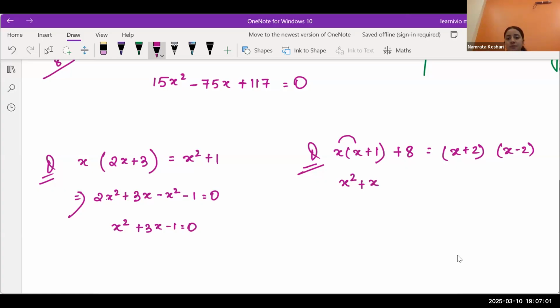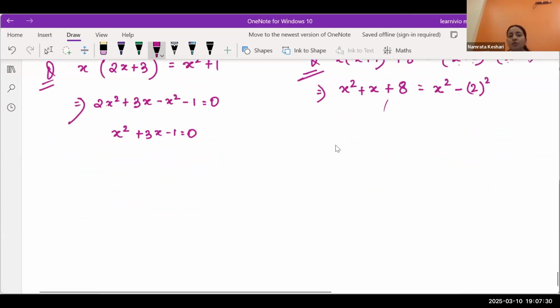Yes, ma'am. Plus 8. And on the other side, we can see the structure x plus y in one bracket, x minus y in another bracket. So it is nothing but x square minus 2 square. Yes or no? Yes, ma'am. Okay. The formula which you have learned in class 9. We will be using it very often. So this x square and 4 we can bring to this side, and yeah, we can see x square is getting cancelled out and this is not quadratic.